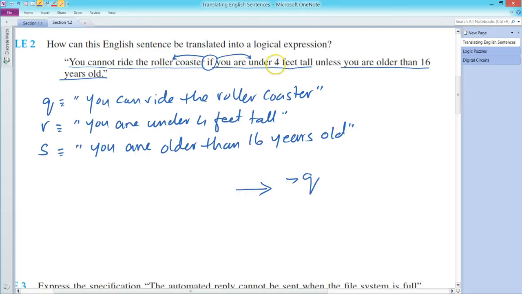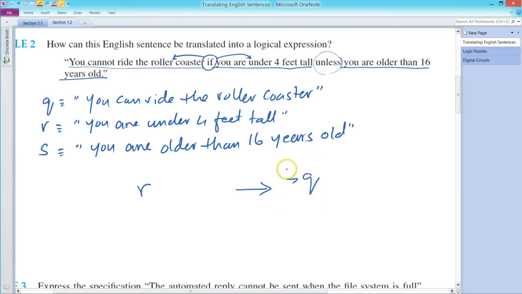Just look over here. It says if you are under 4 feet tall, okay, unless. Now if you are under 4 feet tall means that we are looking for R. The R says you are under 4 feet tall, and it says unless you are older than 16 years old. So now concentrate on the word unless. Now this means that you cannot ride if you are less than 16 years of age. So look at the consequence. The consequence says not being able to ride. This is what the consequence is pointing at. Not being able to ride.